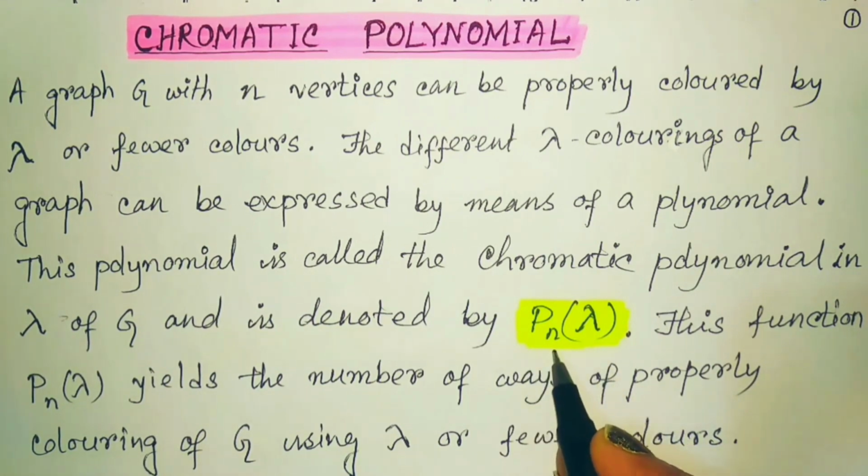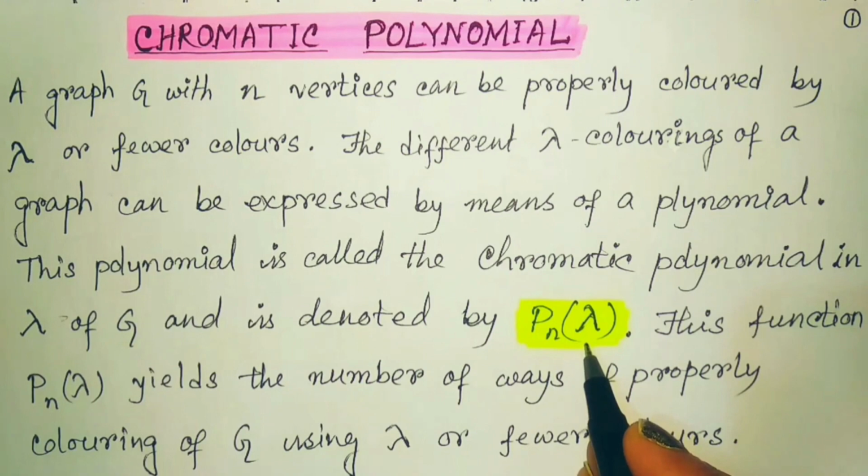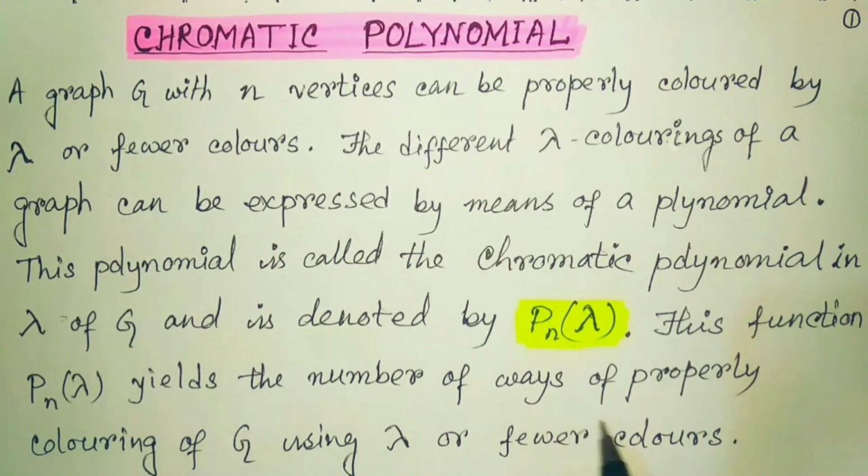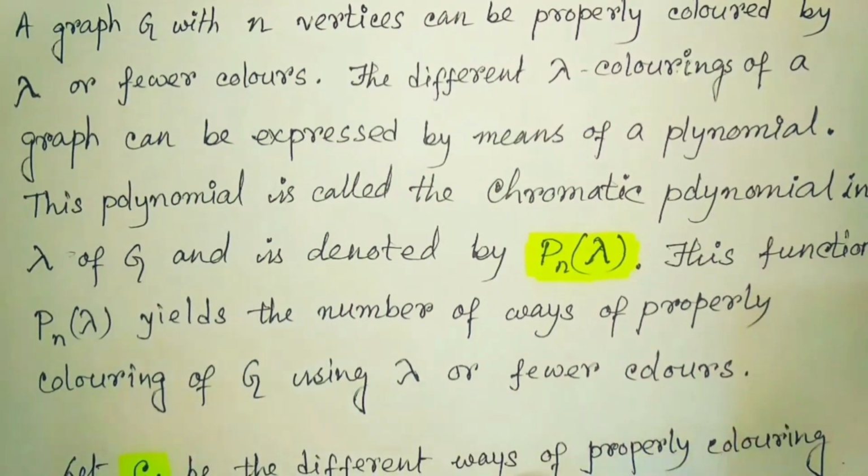P for the polynomial, n for the number of vertices, and lambda is the number of colors used. So this function P_n(lambda) yields the number of ways of properly coloring G using lambda or fewer colors. Initially, if n vertices are given, then we can have at most n colors. The colors definitely do not exceed n, but we can initially choose a total of n colors. That initially chosen number of colors is lambda. Now your chromatic number should be either lambda or less than lambda.